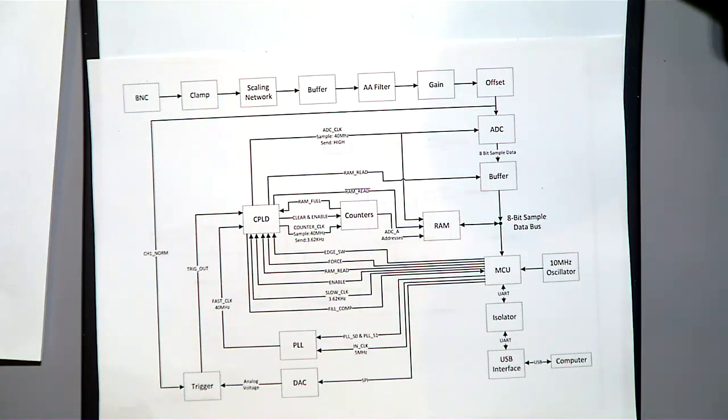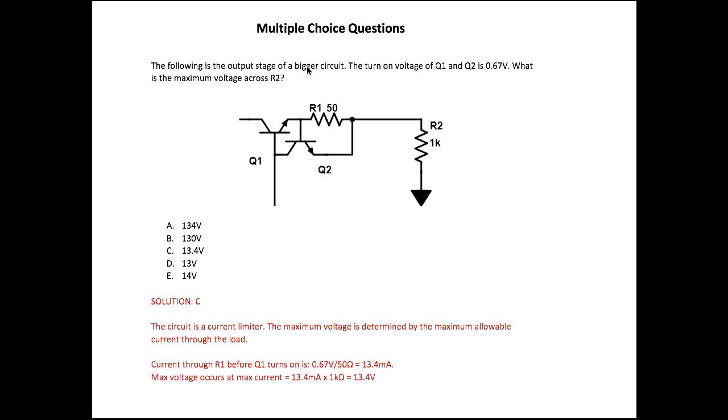So multiple choice. This is one example. The following is the output stage of a bigger circuit. The turn on voltage of Q1 and Q2 is 0.67 volt. So in order to turn on this transistor and this transistor, you need 0.67 volt. What is the maximum voltage across R2? That's the question. Then we have given you the options: 13.2 volt, 13.0, 13.4, 13, 14.